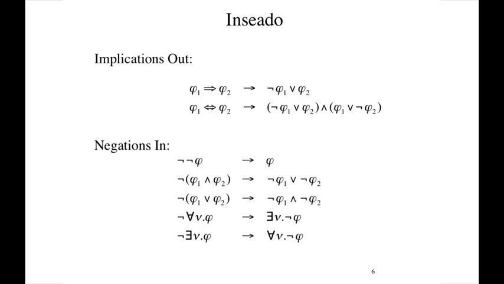In the second step, negations in, negations are distributed over other logical operators and quantifiers until each operator applies to a single atomic sentence. The replacement rules shown here do the job. We eliminate double negations. We use De Morgan's laws to distribute negations over conjunctions and disjunctions. And we distribute negations over quantifiers. When this step is done, any remaining negations are applied directly to atomic sentences.